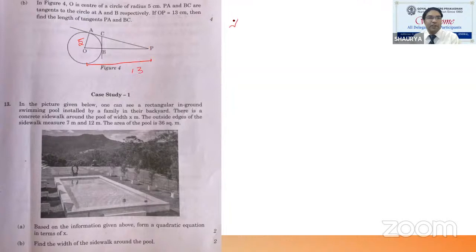So I guess PA straight away comes from the hypotenuse in the triangle. The hypotenuse is already given as 13. We need to find the side PA of this right angle triangle OAP. So PA is simply the square root of 13 squared minus 5 squared. That would give me 12. So the first task is done. The length of PA is 12.